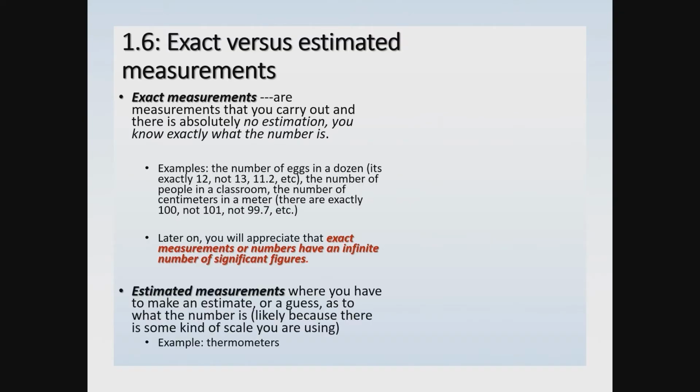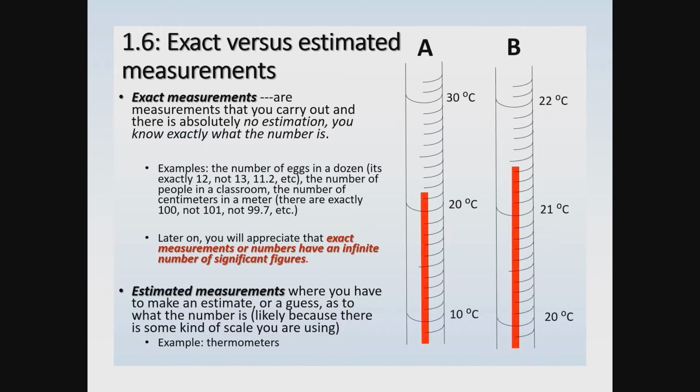So now compare that to estimated measurements, and let's see what the difference is. I think maybe a good way to explain how you make estimated measurements is, for example, let's measure the temperature of these two thermometers, A and B, and let's see what numbers we get, and maybe analyze a little bit the numbers we get.